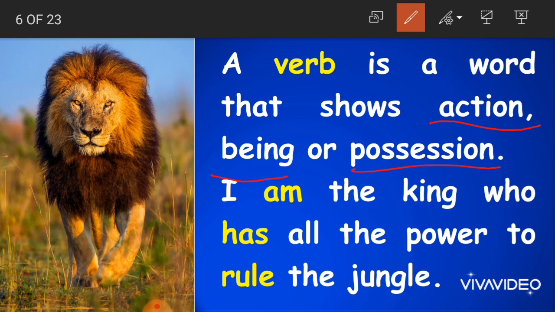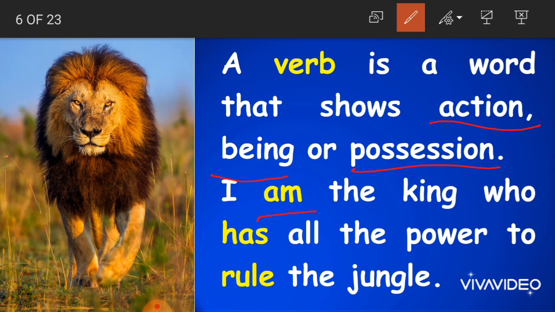No, we are students and we are present here. That sense is called being. That also comes under the verb. For example here, "I am the king who has all the power to rule the jungle." I am. See, highlighted, I am.